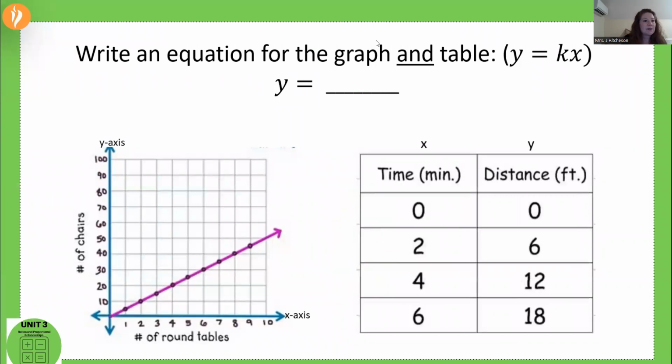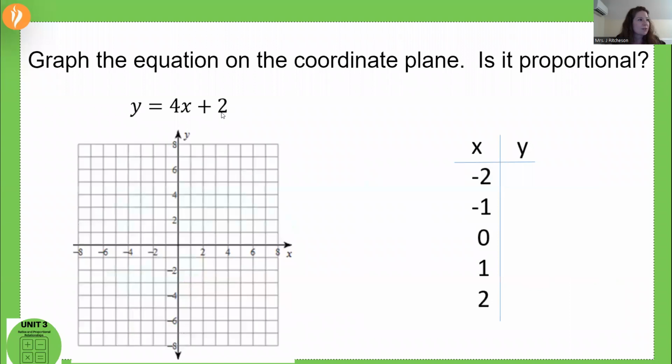What about our table? Let's see, we have 0, 0. What's 6 divided by 2? It's 3. What's 12 divided by 4? It's also 3. 18 divided by 6? That is also 3. So what is our equation? What does y equal? We do what to x? We multiply by 3. Y equals 3x. Hope you guys are getting these right before I tell you the answer.